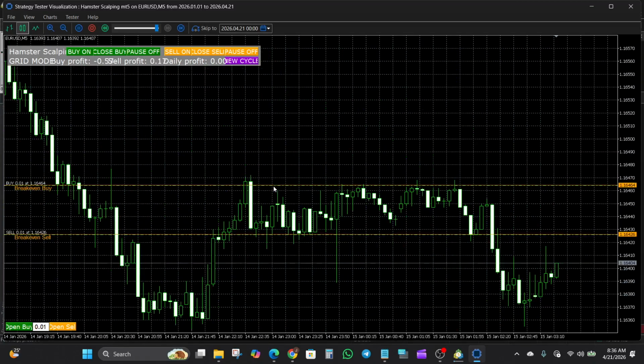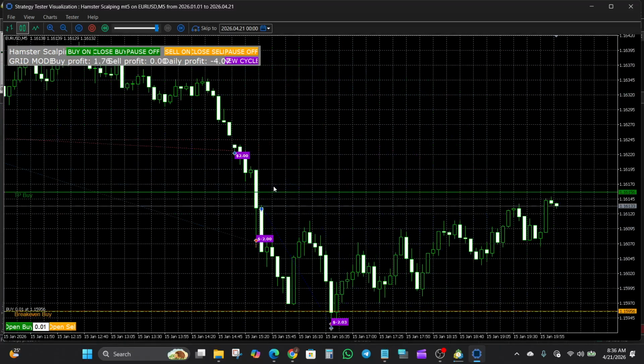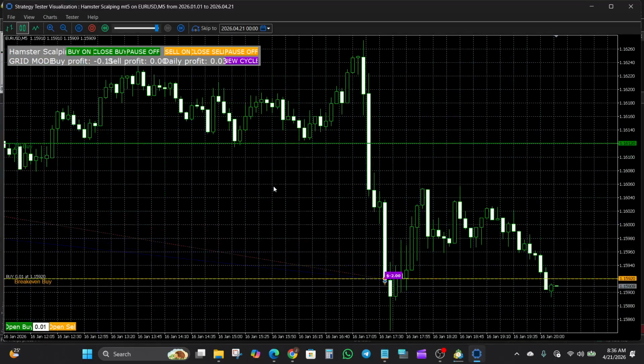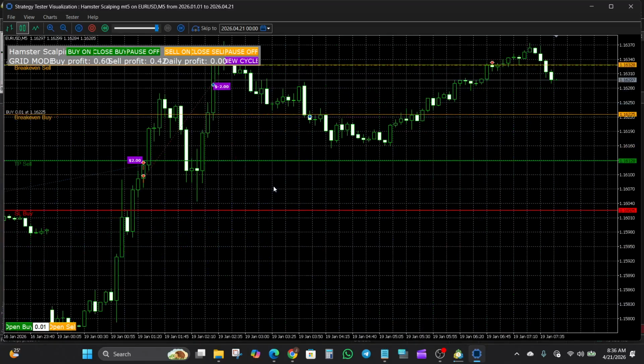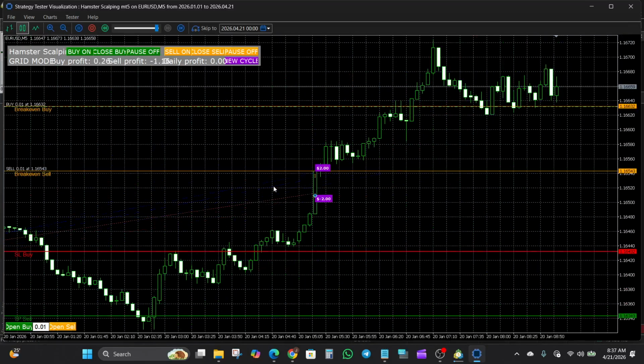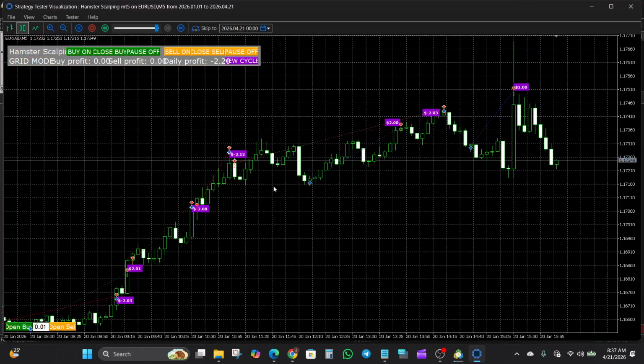It's filtering out conditions where volatility is either too low or too high. So effectively, this is a controlled mean reversion strategy where entries come from RSI extremes, trades are filtered by volatility using ATR, and timing is controlled through session filters.